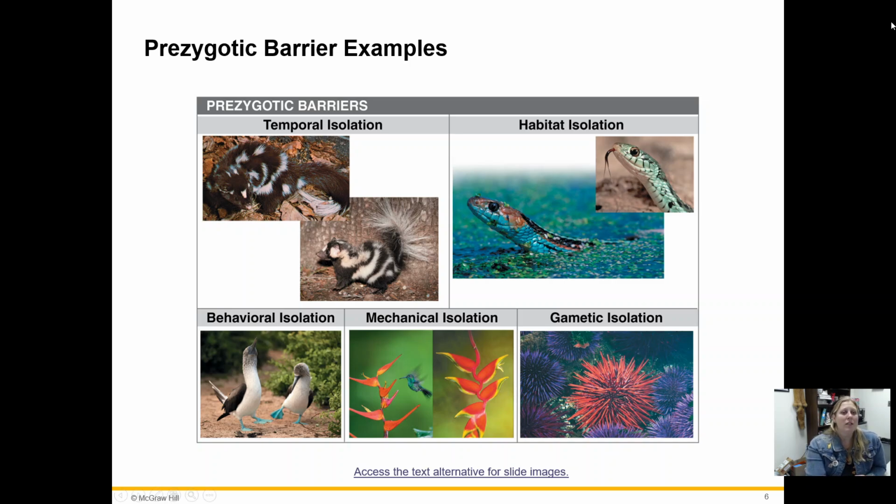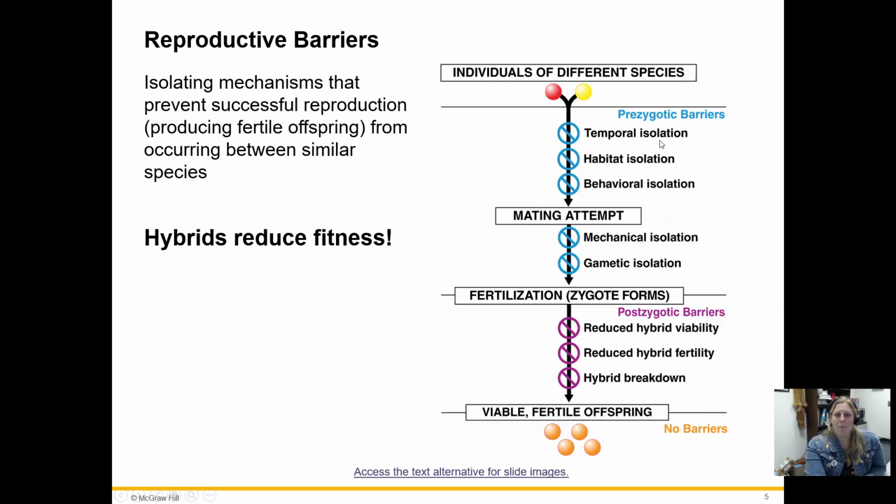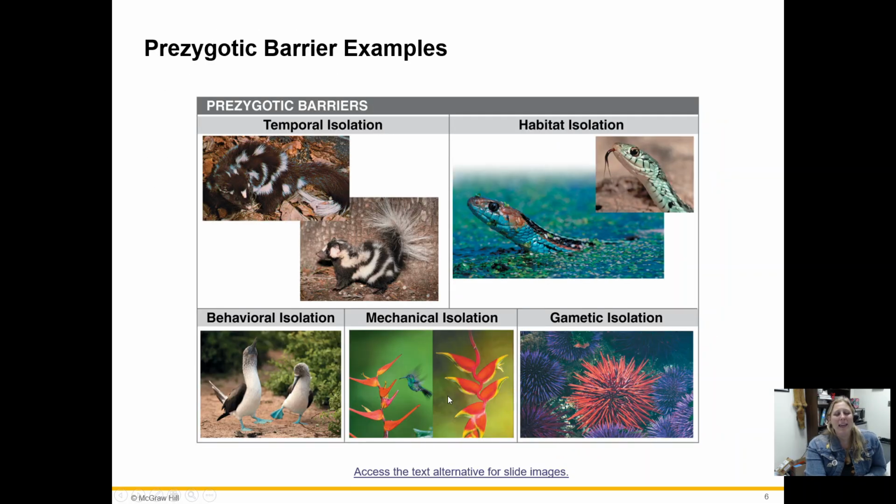Okay, so these three prezygotic barriers, your temporal, habitat, and behavioral isolation, are going to occur before a mating attempt. Because again, hybrids reduce fitness. Now, these are not standalone. None of these are standalone, okay? Oftentimes, these are kind of fail-safes, and so if one fails, the next one kicks in and kind of stops things from going further. But if we bypass all three of these, if we bypass the temporal, habitat, and behavioral isolation, we can run into things like mechanical isolation.